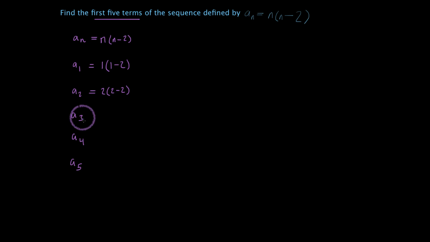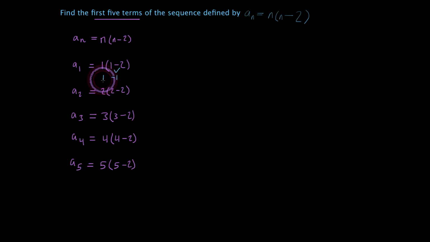So for a sub 3, 3 is in the index, so I'm going to substitute 3 for n, so 3 times 3 minus 2. A sub 4, I'll substitute 4 for n, so 4 times 4 minus 2. And then finally for 5, I have 5 times 5 minus 2. From there I'm just going to solve these problems. So I'm going to work inside the parentheses first. 1 minus 2 will give me a value of negative 1.